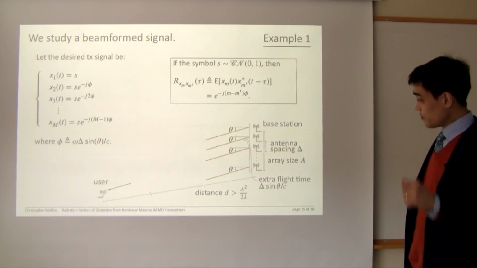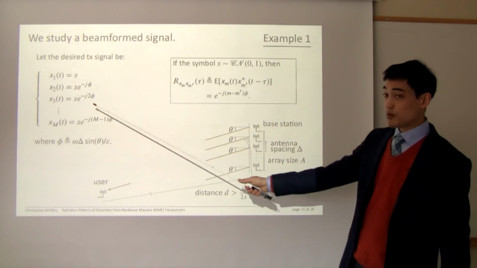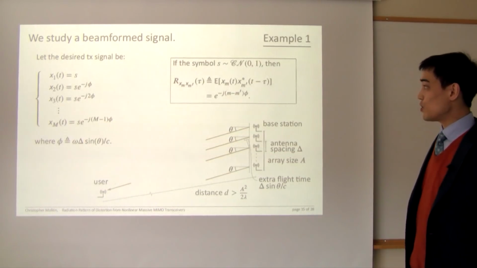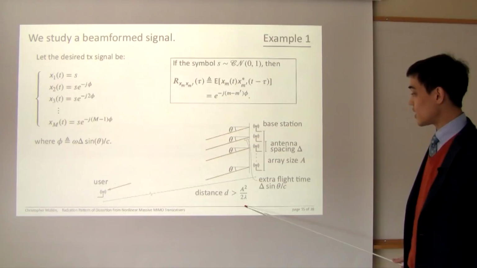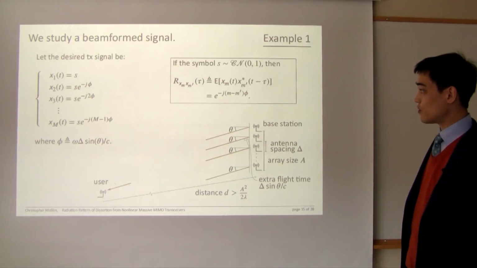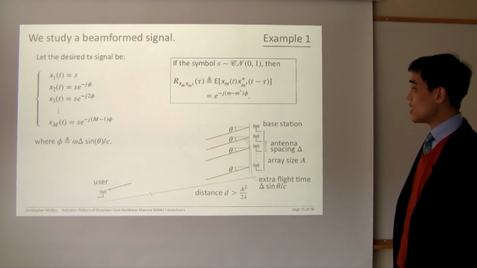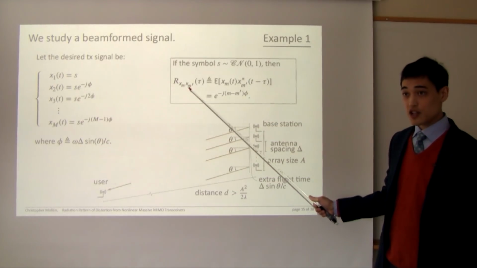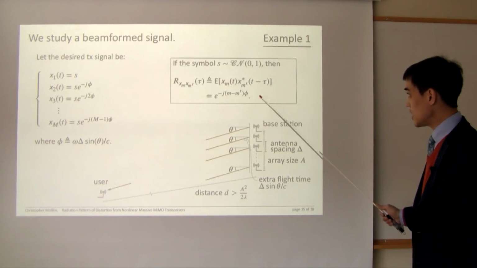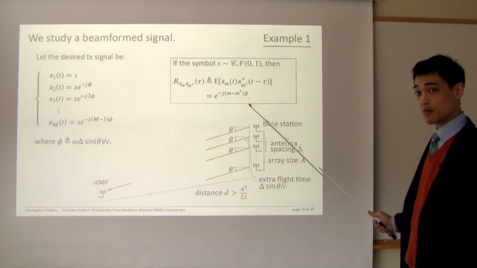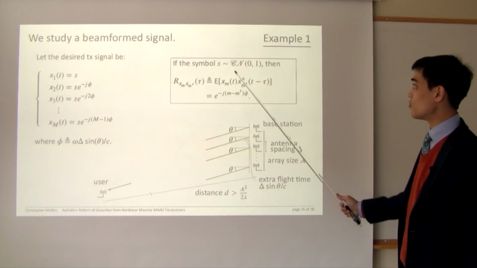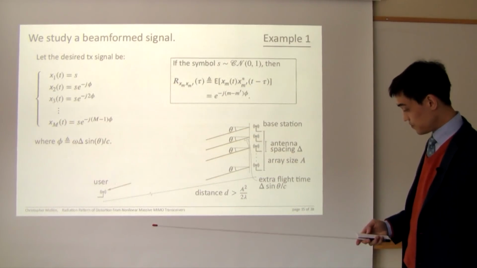As the experts among us know, this user has to be in the far field in order for this model to be accurate, and that means the distance to the user has to be greater than the Fraunhofer distance. But imagine that the user is in the far field, then the cross correlation of the transmit signals will be given by this complex exponential if the symbol is complex normal distributed.